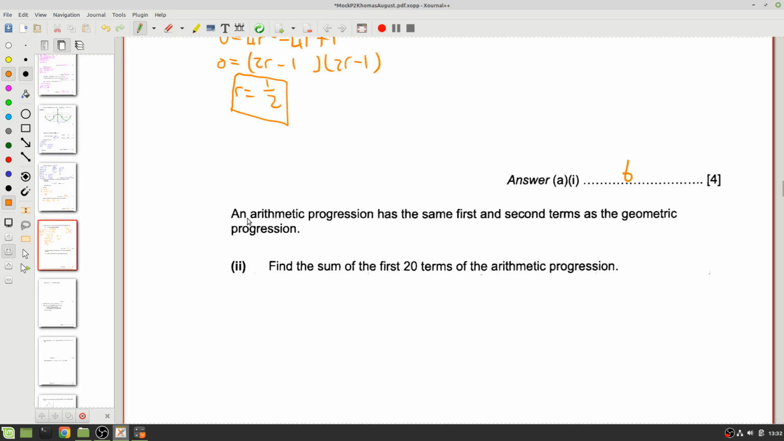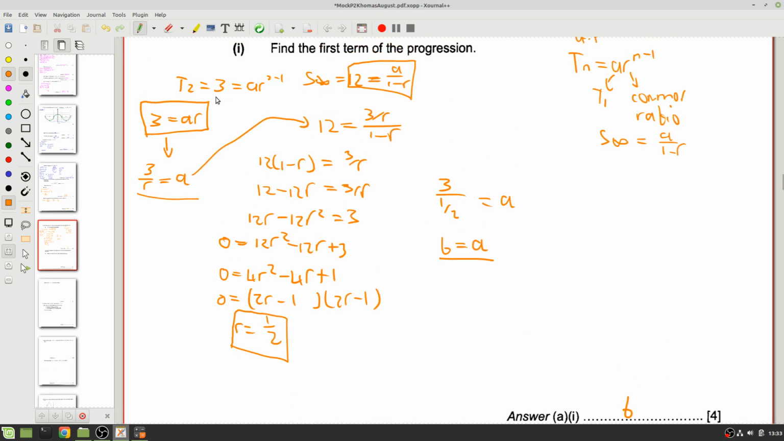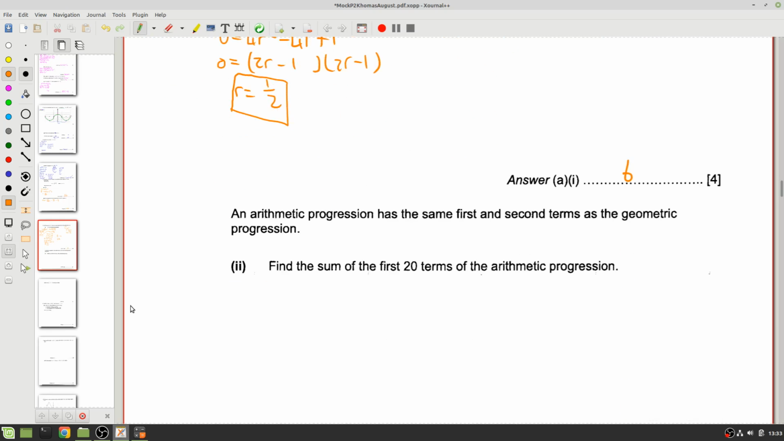Alright, now an arithmetic progression has the same first and second terms as the GP. Okay, so we know the first term is 6 and the second term is 3. They've given that to us because they told us term 2 is 3 and we found term 1 is 6. So these are the first two terms of our AP. So first term 6, second term 3, and since we know it's an AP, the common difference will be 3 minus 6, which is negative 3. So we have a equals 6, and our common difference equals negative 3.